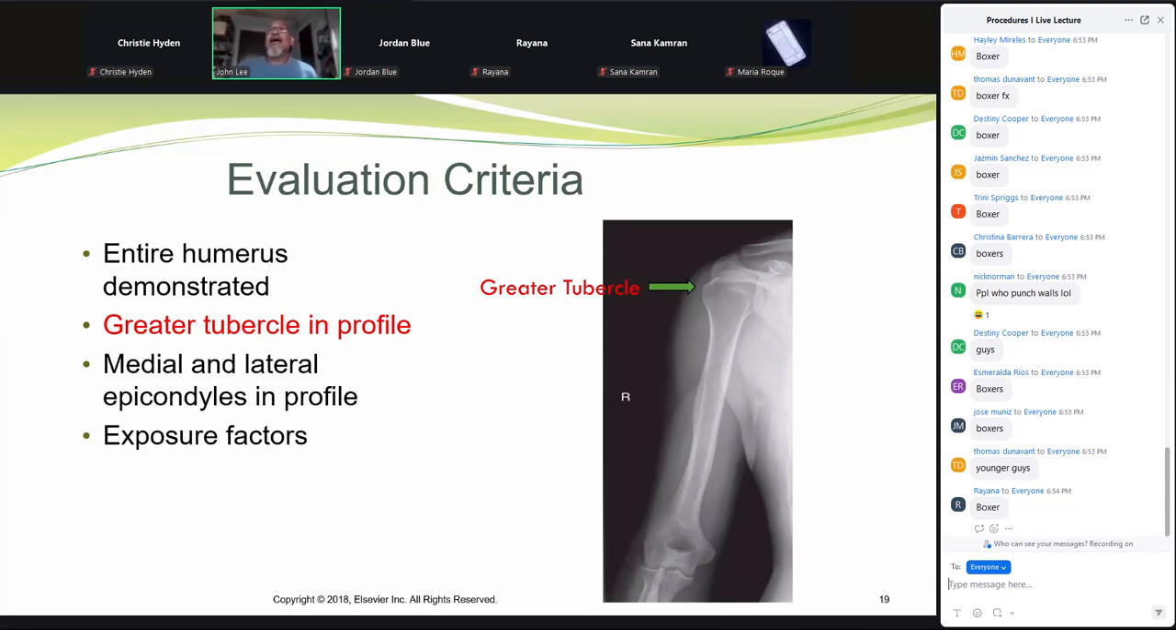We want to make sure that we have both joints demonstrated on long bones and adequate penetration through the whole part.